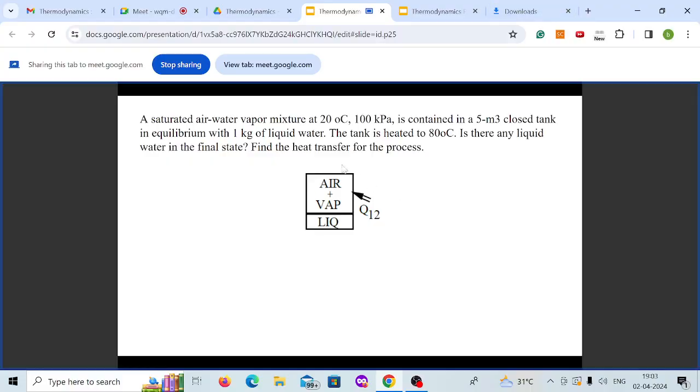So you see, there is a tank, and at the bottom you have 1 kg of water, and the rest of the tank contains a mixture of water vapor and air. Now you are adding heat such that the tank contents is at 80 degrees Celsius. At this state, will there be any water left in the tank, or will it all evaporate and be taken in by the air? And also you have to find out the heat transfer during the process.